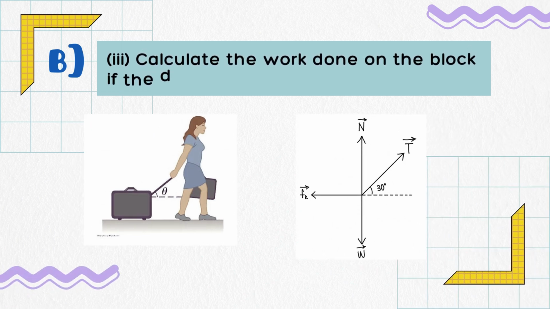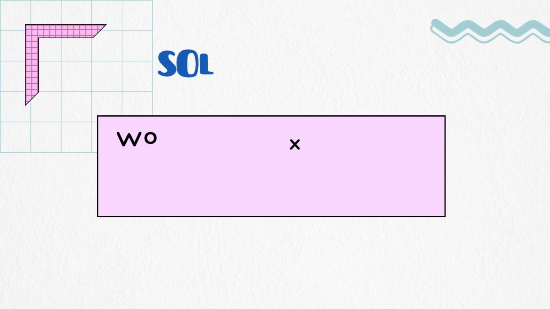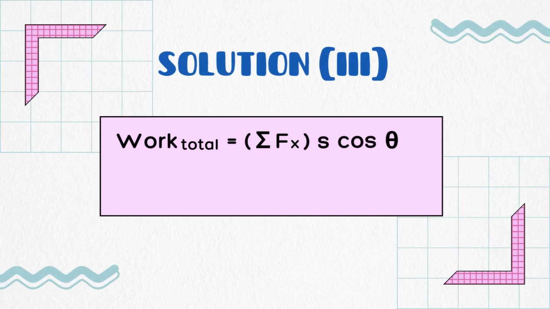Question B3. Calculate the work done on the block if the distance travelled is 3 m. The solution for this question, we can use the formula total work equals summation of Fx times S cos theta. Summation of Fx equals 0 as stated in the previous question, and the displacement, which is S, is 3 and cos 0. And we get the final answer equals 0 joule.